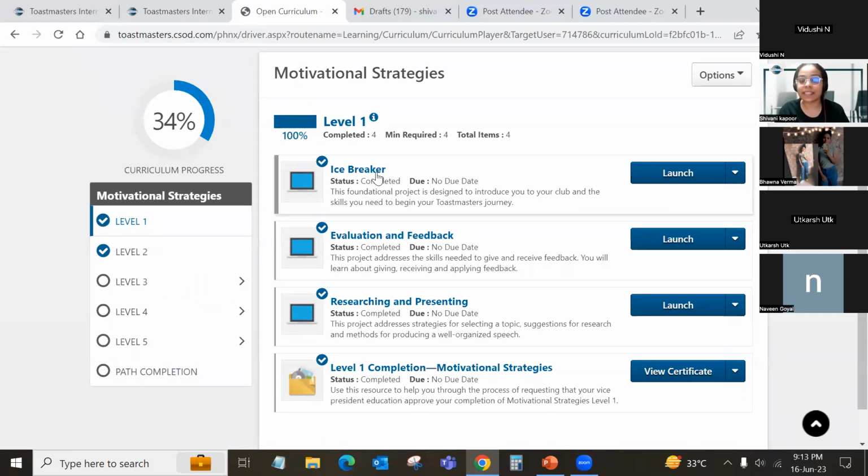Level 1 has the first speech, which is common for all the paths, whichever path you choose. The major difference comes in as we move to the 3rd, 4th or 5th level, right? How each path is different from each other. So level 1 is the icebreaker speech, you have to tell about yourself, and so on. There are different projects, and once you have completed all these 4, you can see here that the minimum required speeches are 4. So once you have given these 4 speeches, you will be able to complete your level 1, and you can mark it complete.